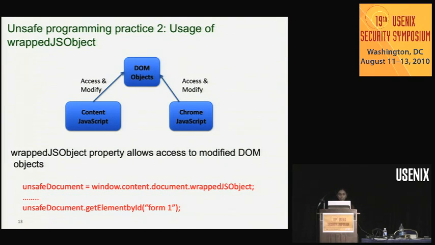So attacks could happen when the content JavaScript dynamically modifies a DOM object, for example, a getElementById method on the page, and the Firefox extension accesses this wrappedJSObject property and runs this particular method. Again, this can be characterized as an explicit information flow, where the source is an access to the wrappedJSObject property, and the sink is any place where any method is called on that object.